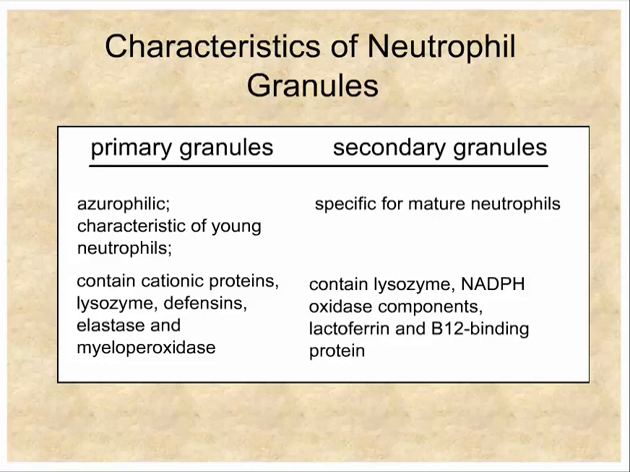And the things that they contain, again, lysozyme, they contain a component of this enzyme, NADPH oxidase. And again, we're going to see the importance of this enzyme shortly. And characteristically, these things have lactoferrin and a B12 binding protein, which is what is used to identify them as a specific or a secondary granule.